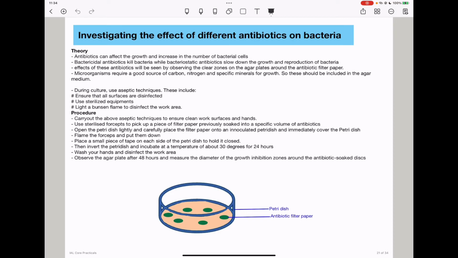And later, observe the agar plate after 48 hours and measure the diameter of growth inhibition zones around the antibiotic soaked disc. In this experiment, since the dependent variable is the diameter of the clear zone around the filter paper soaked in antibiotics, if you can measure that, then you have the results to know which sample has the greatest antibiotic effect. So this brings us to the end of Core Practical 14, which was investigating the effect of different antibiotics on bacteria.